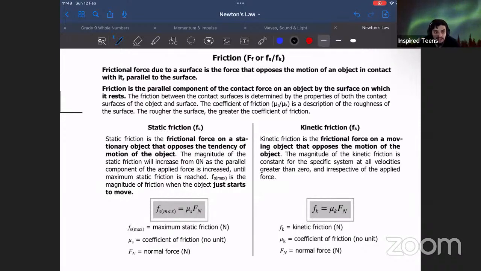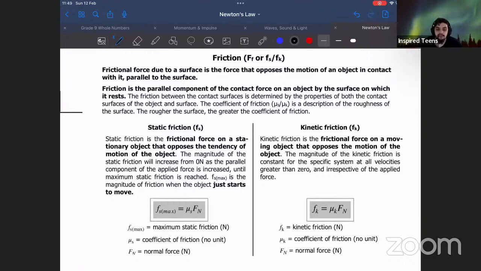So friction is the parallel component of the contact force of an object by the surface on which it rests. The friction between contact surfaces is determined by the properties of both the contact surface and the object. Okay, that's important to understand. How much friction there is depends on what type of object you have, what the material is, and what type of surface it's on, what the material of the surface is.